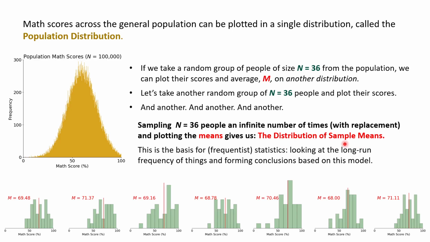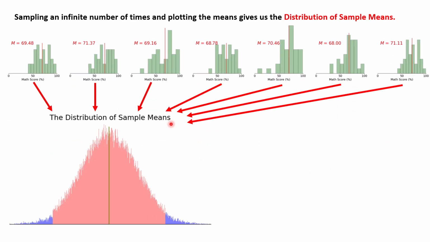And it's called such because it's sampling again and again, 36 people, and you're taking the mean of those 36 people on whatever score it is, in this case it's math, and you're distributing it across a number line. It's basically counting how many sample means occur at particular levels in the number line. This is the basis for this branch of statistics, looking at the long-run frequency of things and forming conclusions based on this model. So what does this look like?